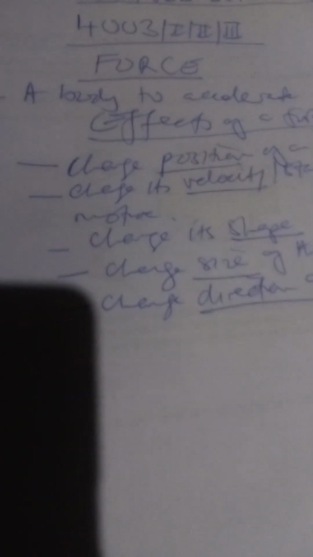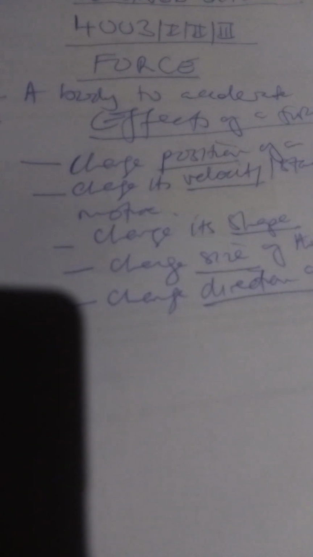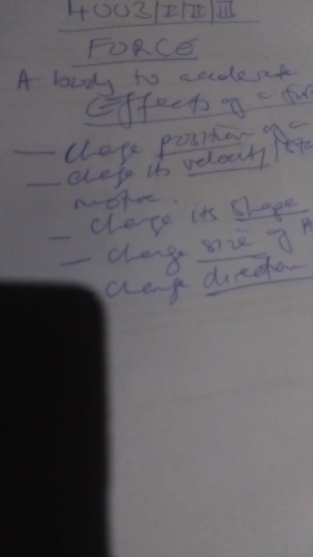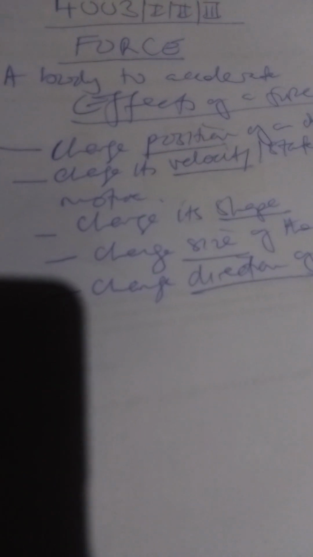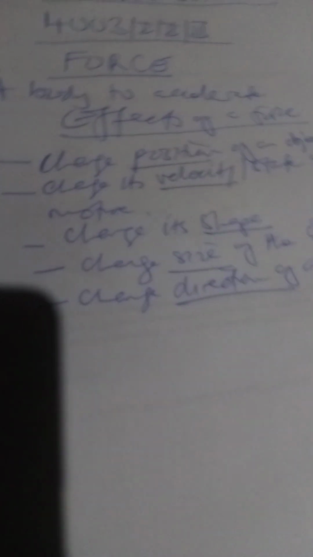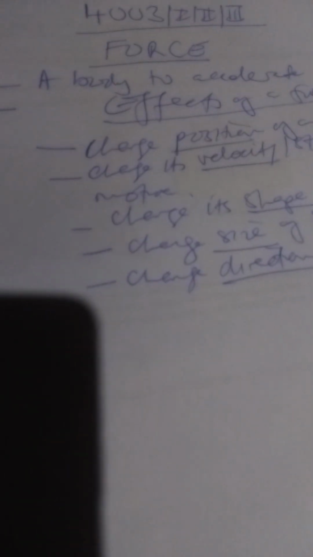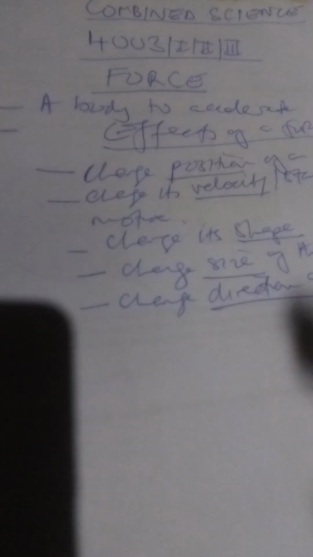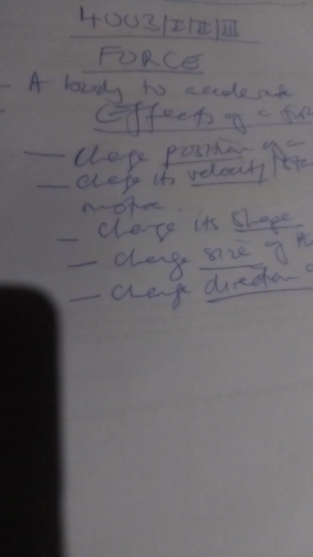So you should know these. In Combined Science 4003, they ask you to give 2 to 3 effects of a force. Not all, but only 2 to 3. So choose any 3, master all, but remember 2 or 3 effects. Okay, thank you. Let's now move on to types of force.